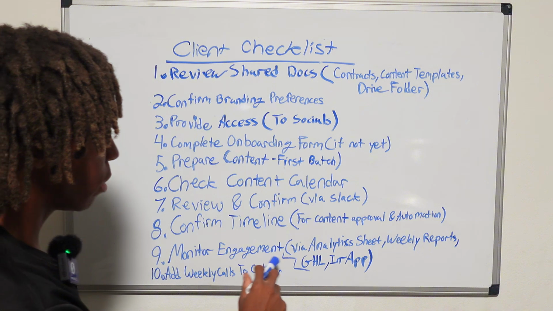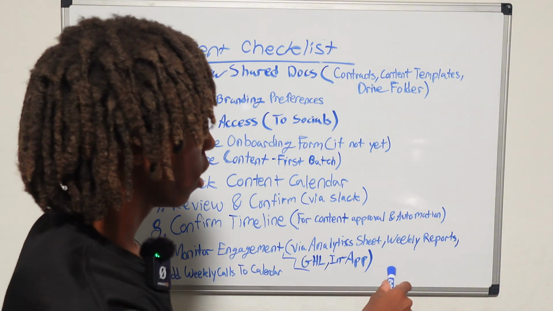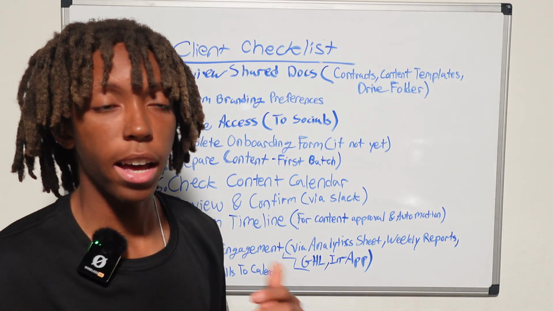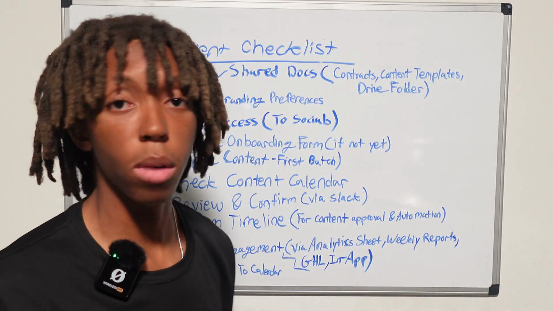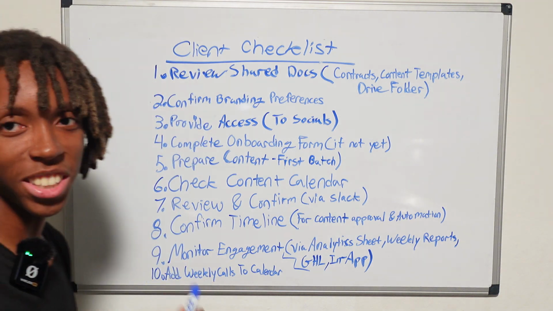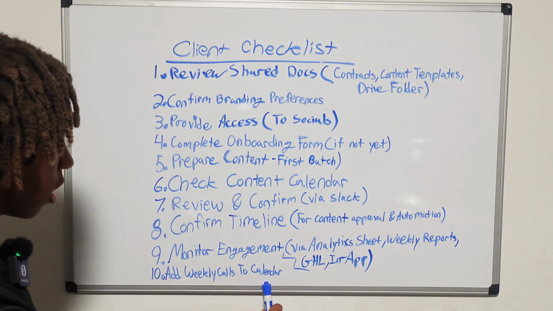9, monitor engagement. So via analytics sheet, or it can be weekly reports, or it can be inside of the app that they're gonna use, that we're gonna automate for them, that we're gonna scale for them. And then 10, I tried to squeeze this one in, add weekly calls to calendar because we're going to be going over everything in those weekly or monthly or bi-weekly calls.